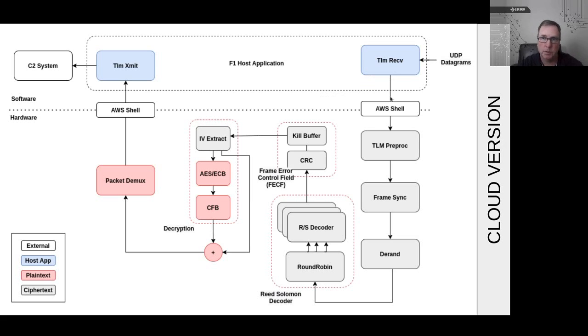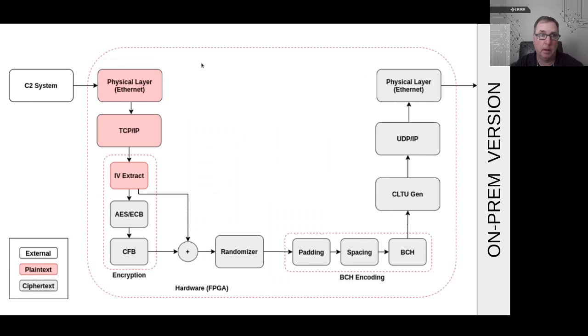The software receives UDP datagrams and pushes them through a FIFO through the Amazon shell, which is a piece of custom logic that gets put into the FPGA when it's deployed in the F1 environment. From there, the processing chain is the exact same as the on-premises version. It comes out the other side, goes back through the Amazon shell into software, and from there it gets forwarded to the C2 system.